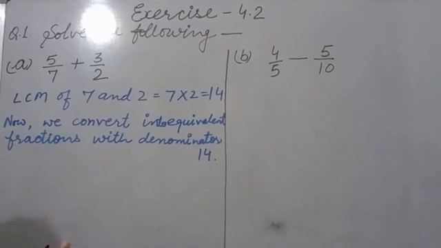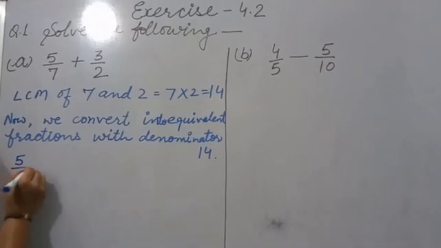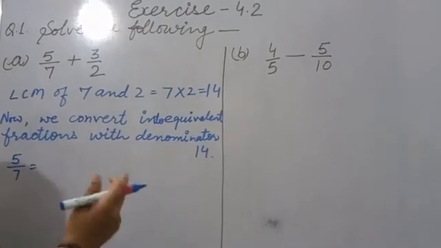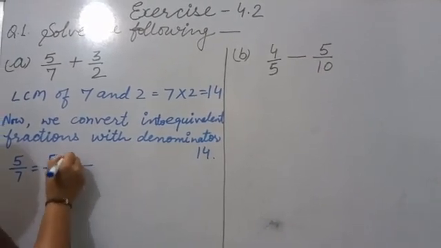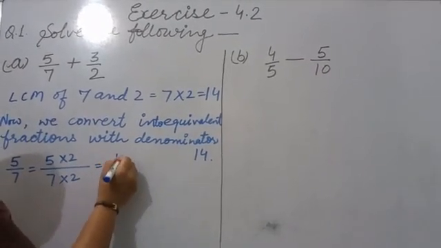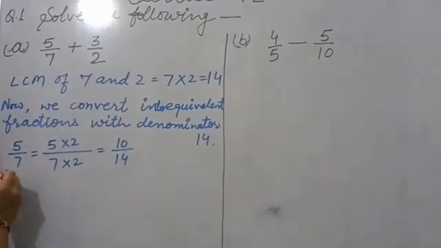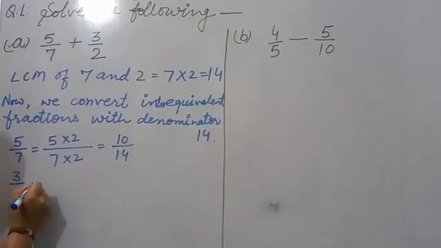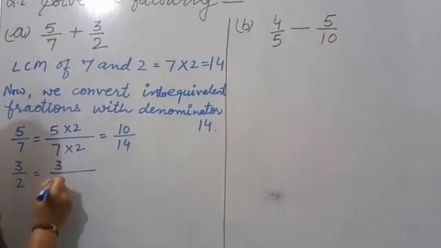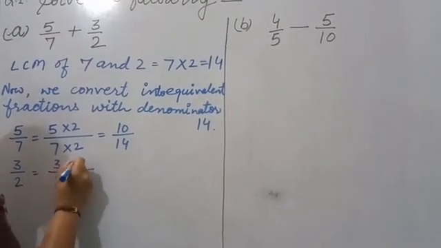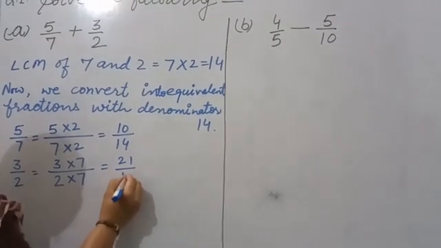So like we have done in ascending and descending order in comparison also, the same process is there also. Okay. So now we take first 5 upon 7. How will 7 become 14? Multiplied by 2. So 5 upon 7 multiplied by 2 and multiplied by 2: 5 twos are 10 and 7 twos are 14. It becomes 10 upon 14. Now we take the second, 3 upon 2. How will 2 become 14? 2 sevens are 14. So 3 upon 2 multiplied by 7 and multiplied by 7. 3 sevens are 21 and 2 sevens are 14.